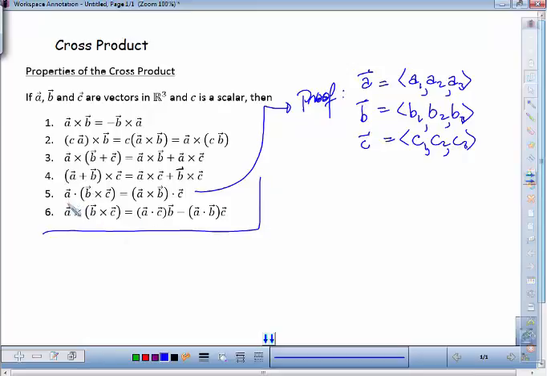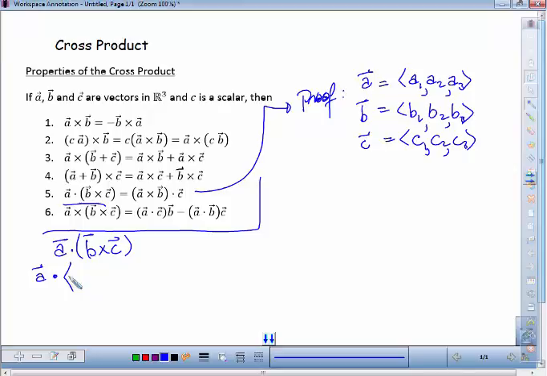Let's take this left-hand side over here, A dot B cross C. So A dot B cross C. And then we'll take our A vector, and then we'll dot it with the vector product of B and C.